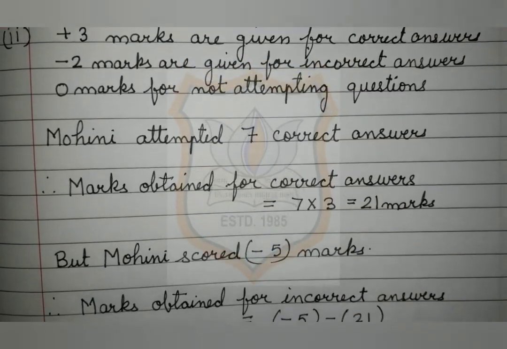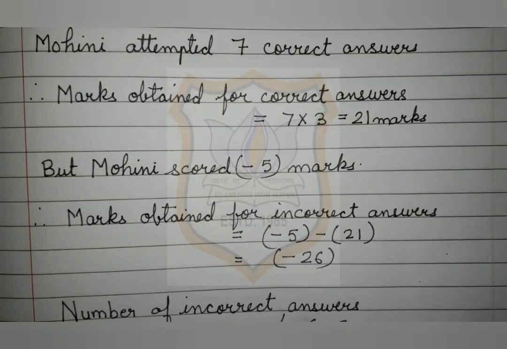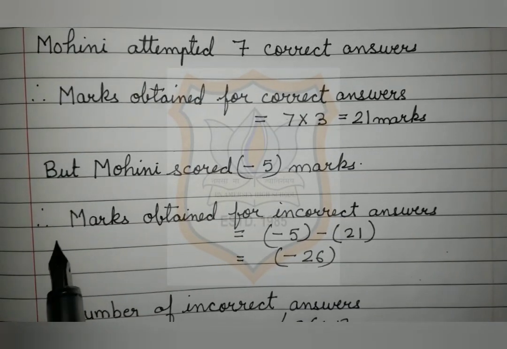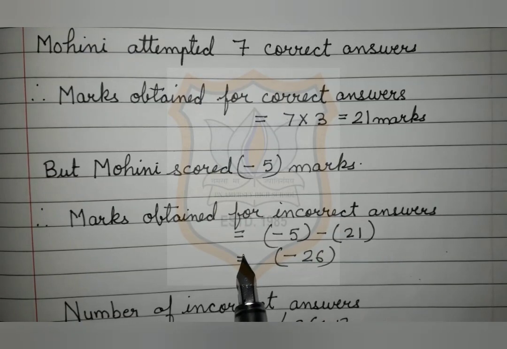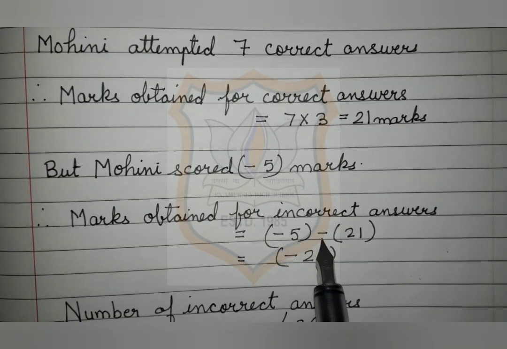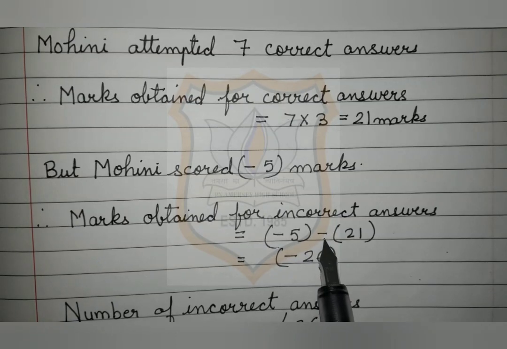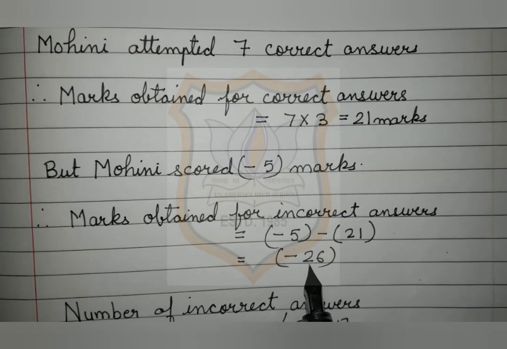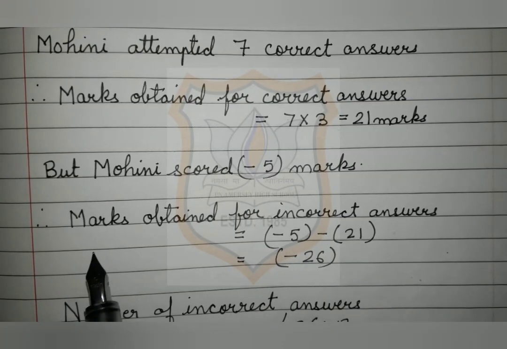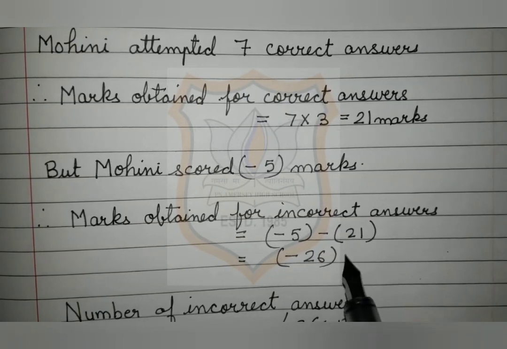But Mohani scored minus 5 marks. That is there in the question, that Mohani scored only minus 5 marks. Therefore, marks obtained for incorrect answers by Mohani is equal to minus 5 minus 21. That is minus, and again we have to add 5 and 21. The answer is minus 26. Therefore, marks obtained for incorrect answers is equal to minus 26 marks.